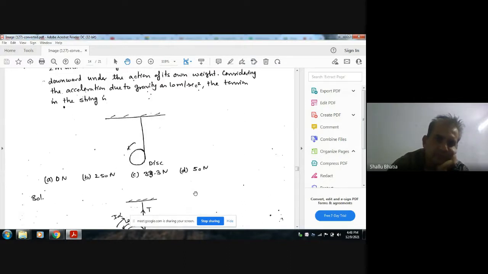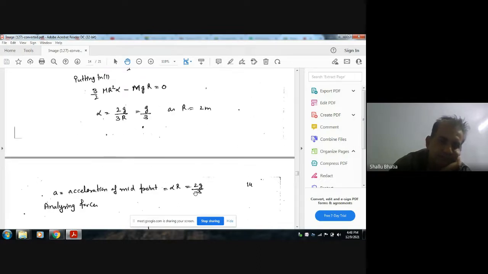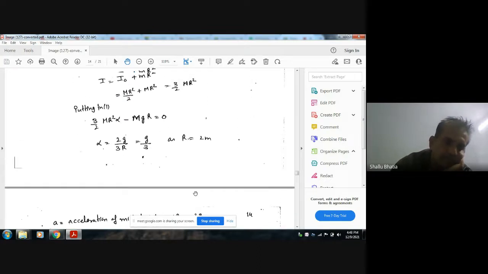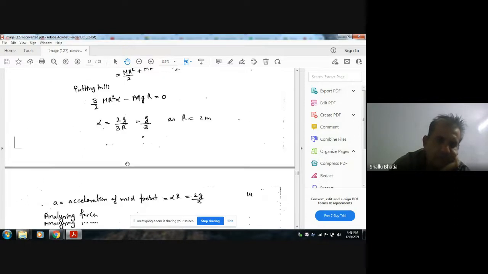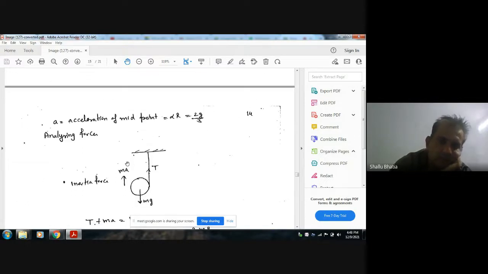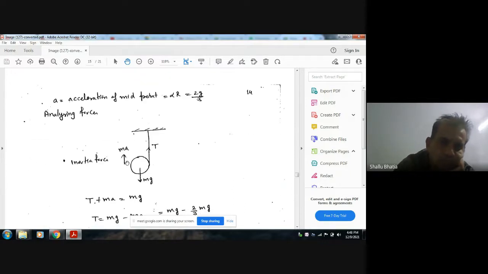We have to find out the tension in the string. Once alpha is known, the acceleration of the midpoint will be alpha into r. R is 2, and alpha is g by 3. Now we can assume an inertia force. This point has acceleration downward equal to 2g by 3, so the inertia force will act in the upward direction.